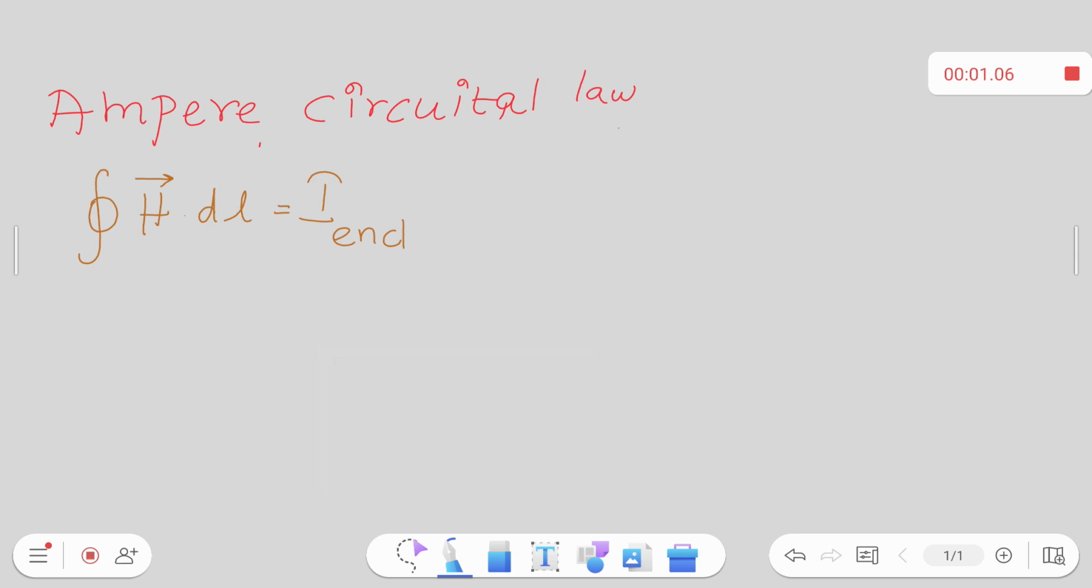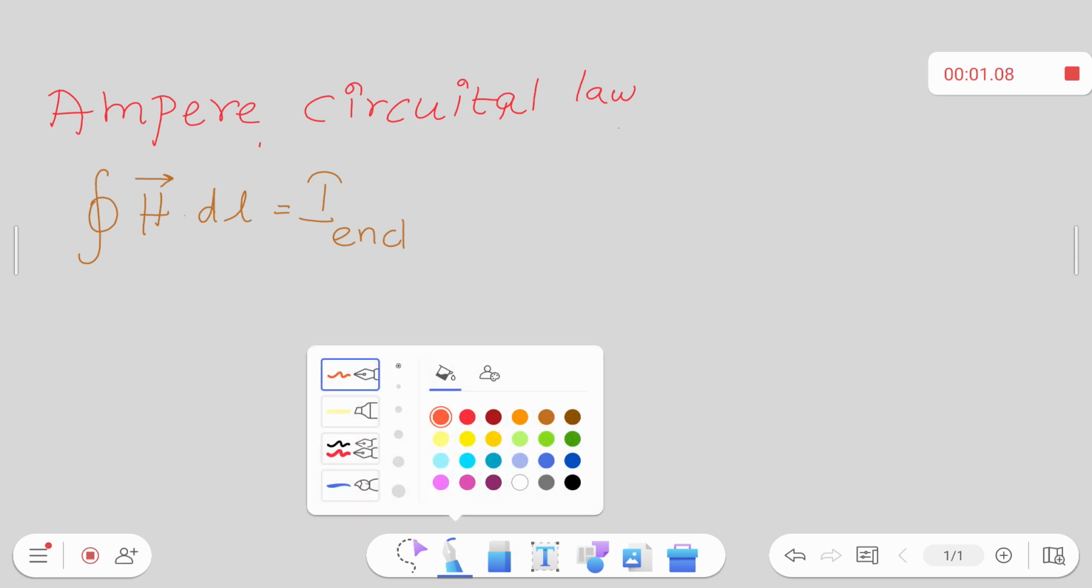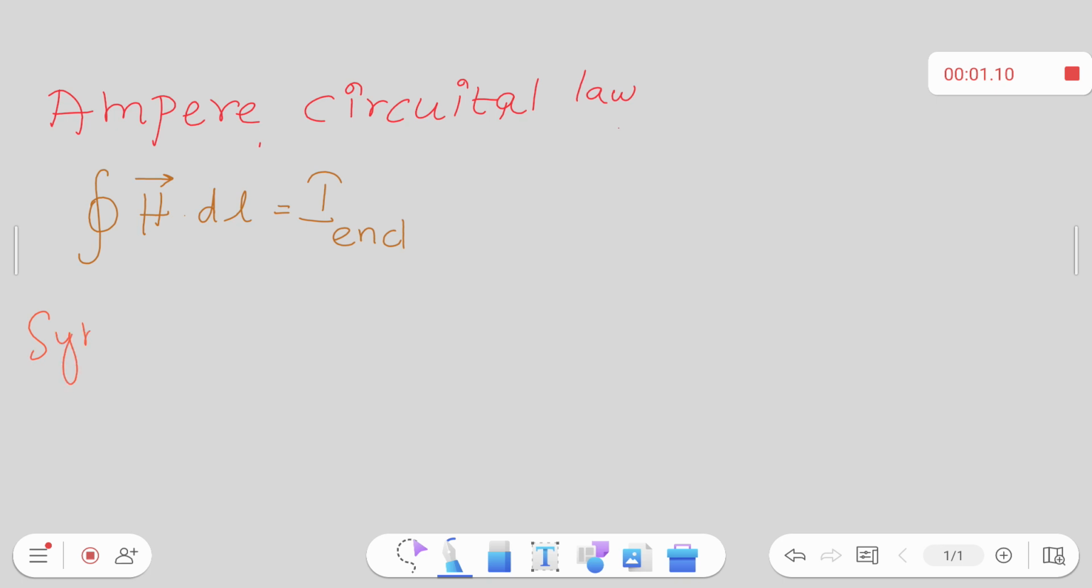The major limitation of this Ampere Circuital Law is that it is applicable only to symmetrical and closed surfaces. So we can apply Ampere Circuital Law only to symmetrical and closed surfaces.